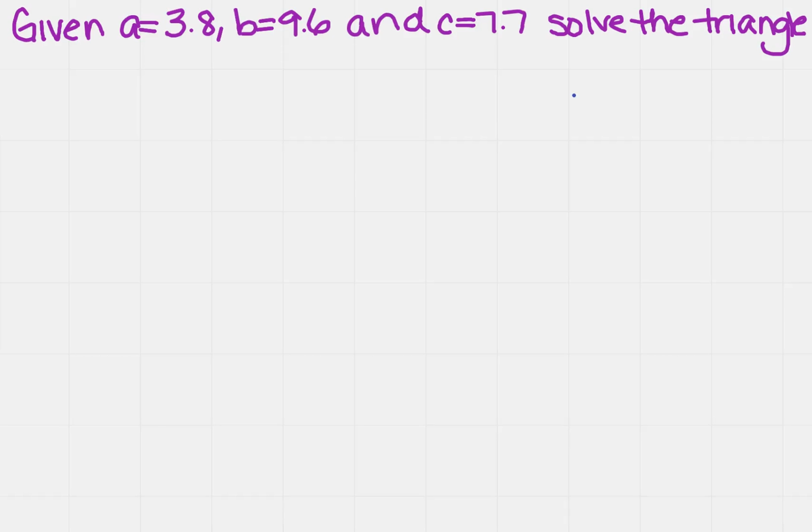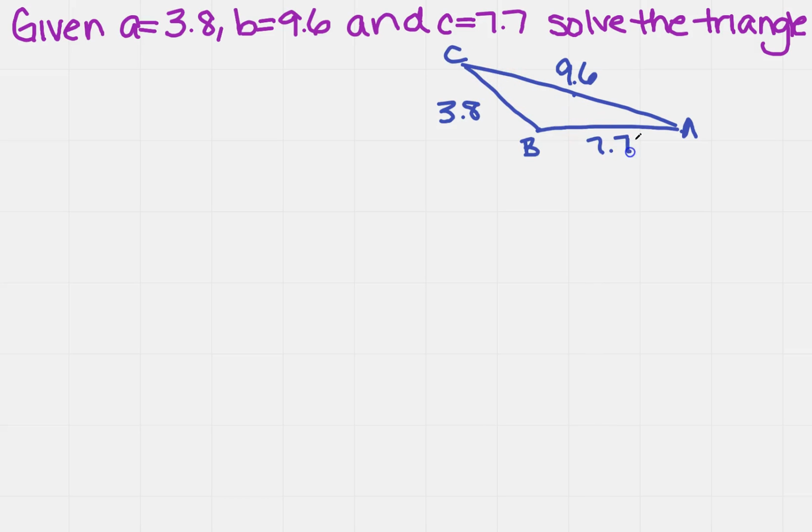Given A equals 3.8, B equals 9.6, and C equals 7.7, I want to solve the triangle. Now, what do we know about this triangle? Well, not a lot. We know what the sides are, right? So let's say that we have 9.6, so that's B, and then A is 3.8, and then C is 7.7. So we have a side, and a side.